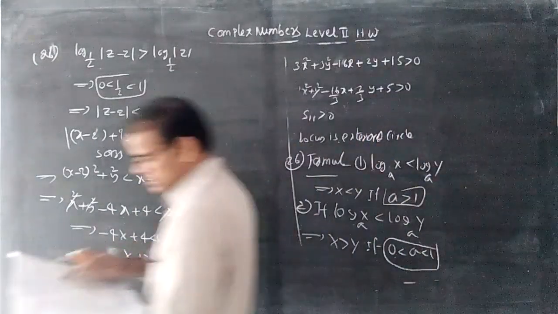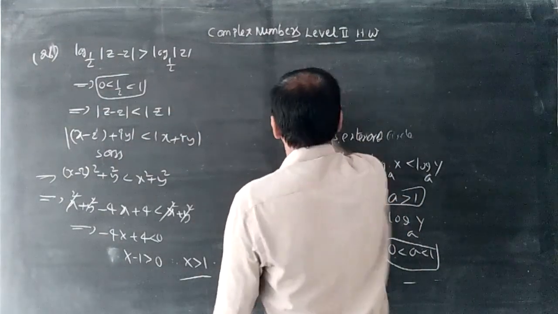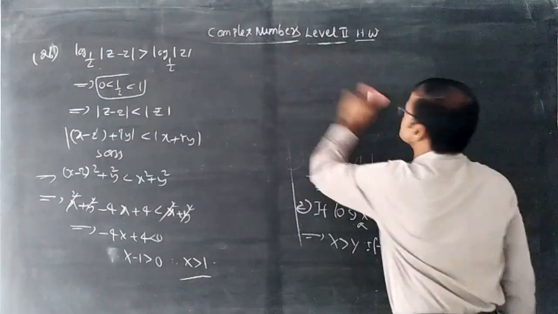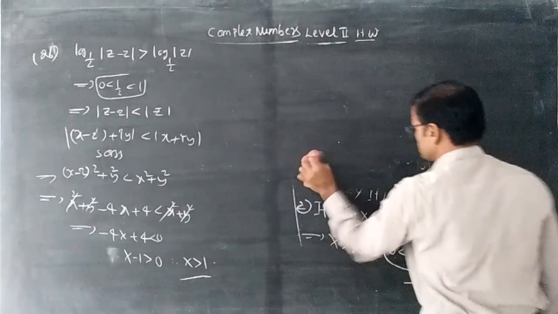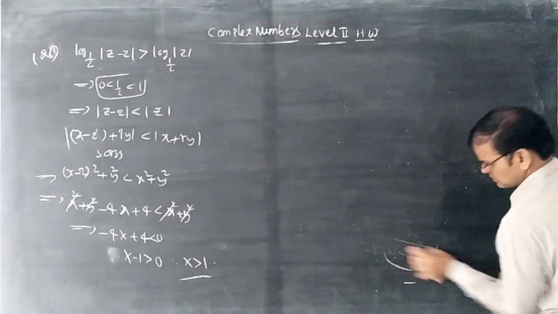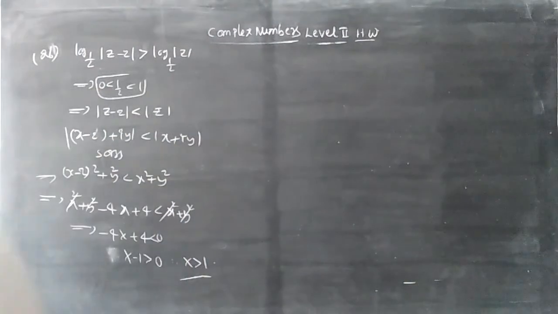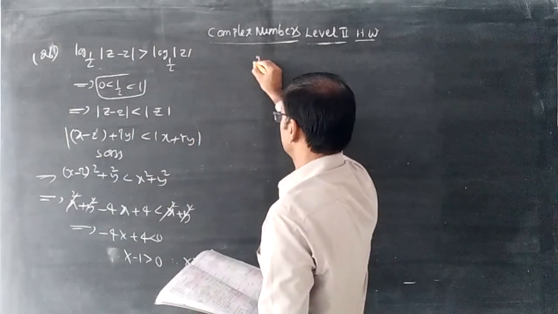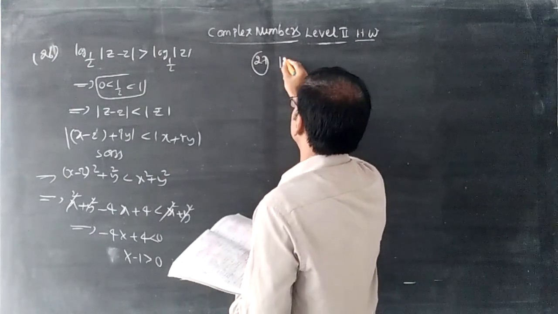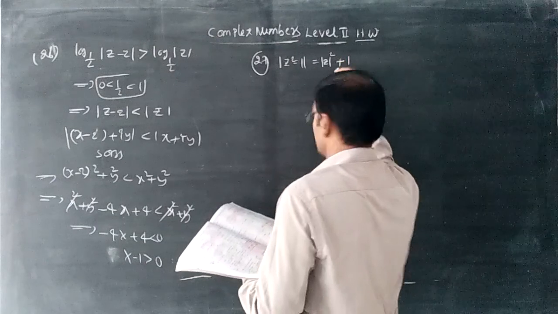Now, 27th question. Modulus of z square minus 1 is equal to modulus of z whole square plus 1. Then z lies on.